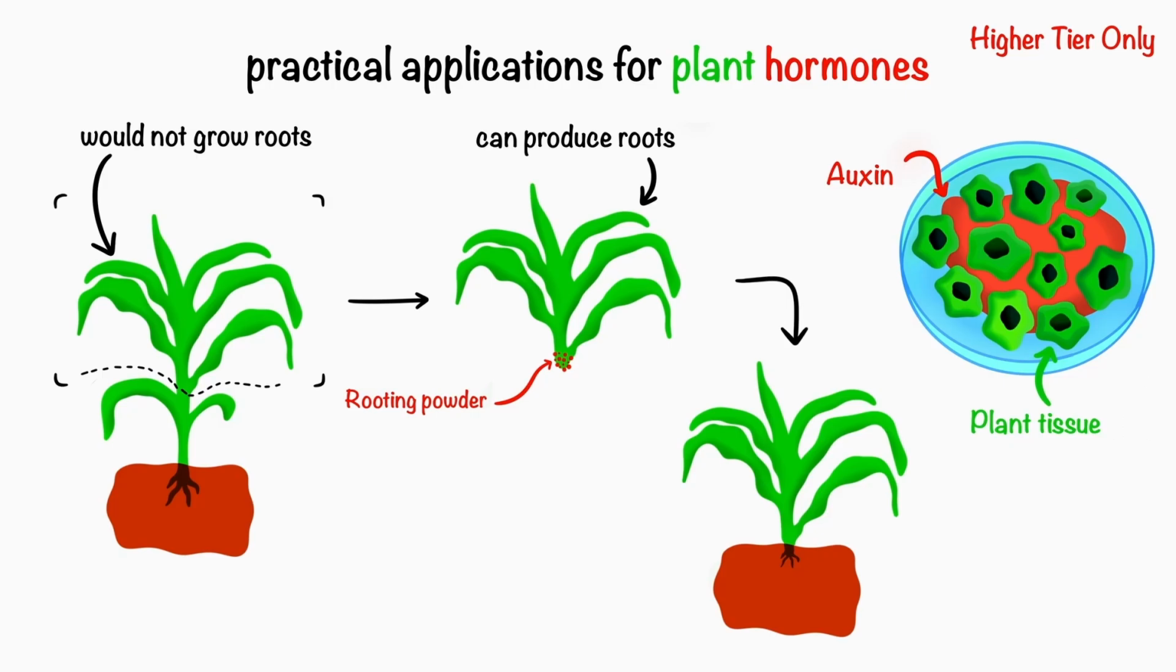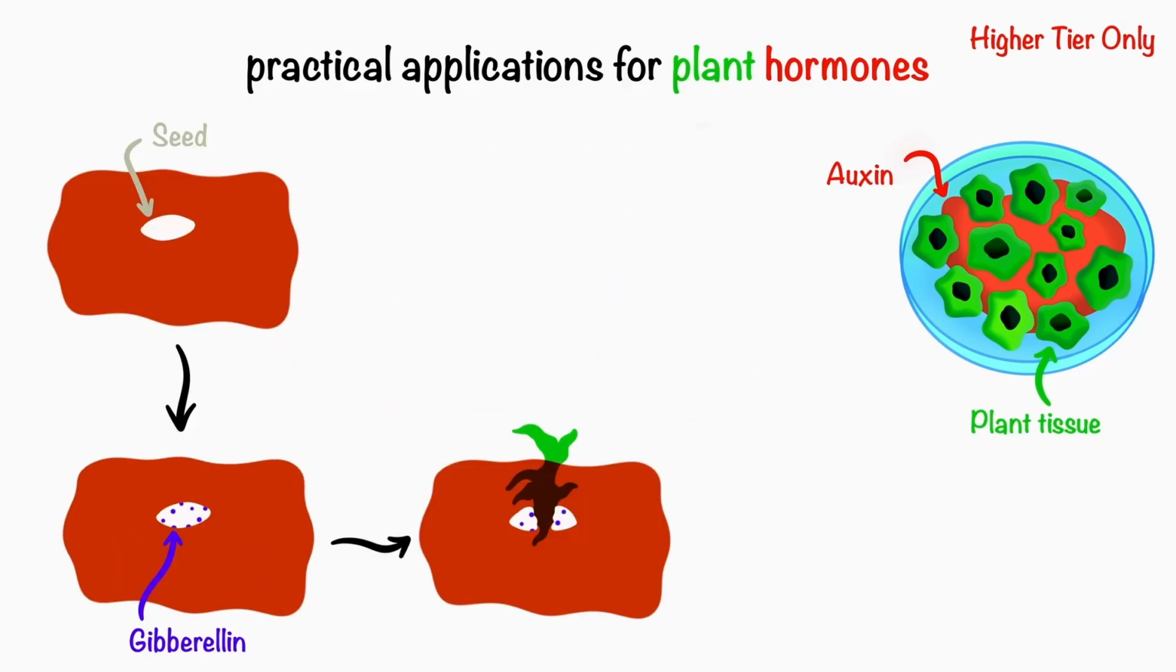Another application is in tissue culture, where plants are grown from small clusters of cells. Hormones, including auxins, are added to the growth medium along with nutrients to stimulate the cells to divide and form both roots and shoots. Gibberellin is another important plant growth hormone. It stimulates seed germination, stem growth, and flowering. One major use of gibberellins is controlling seed dormancy.